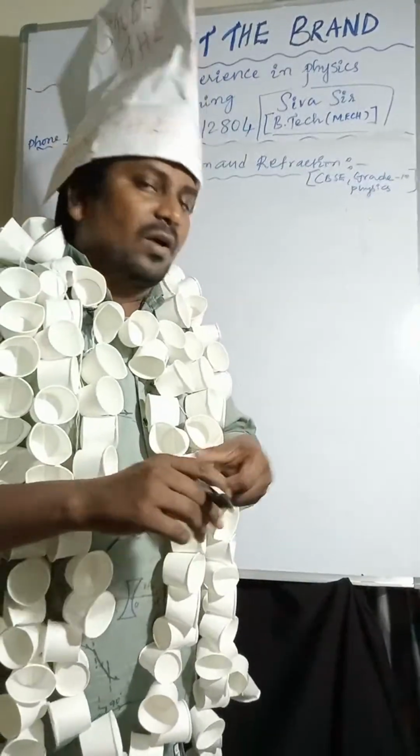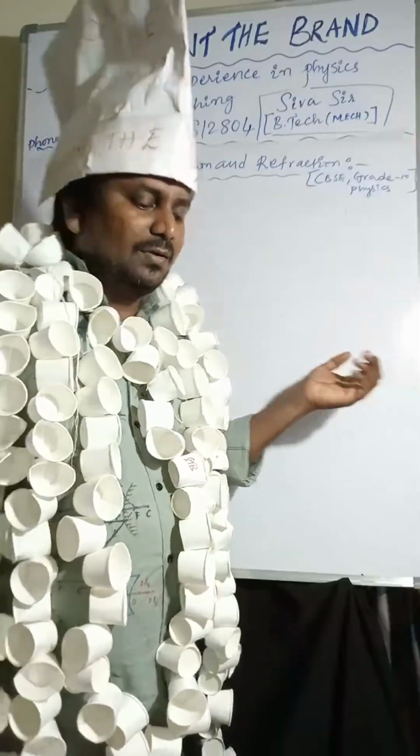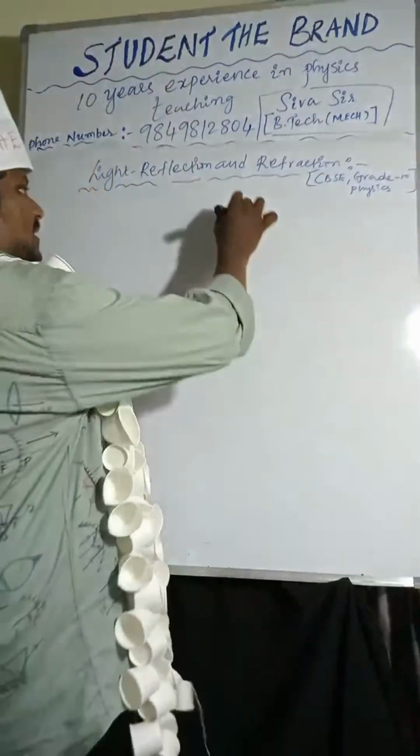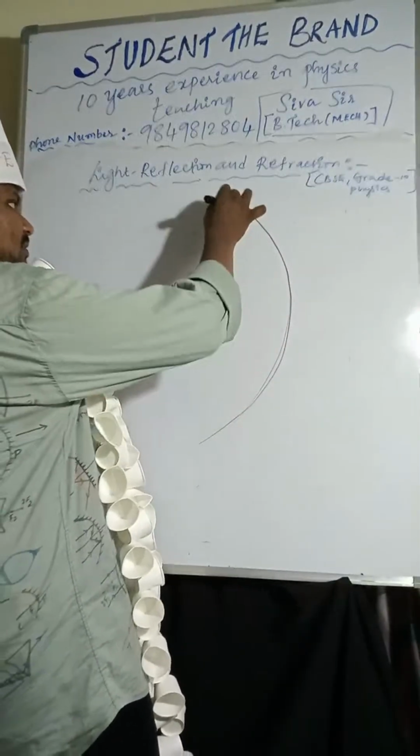Concave mirror is known as converging mirror. Convex mirror is known as diverging mirror. Yes or no? Now we are going to the terms related to spherical mirror.